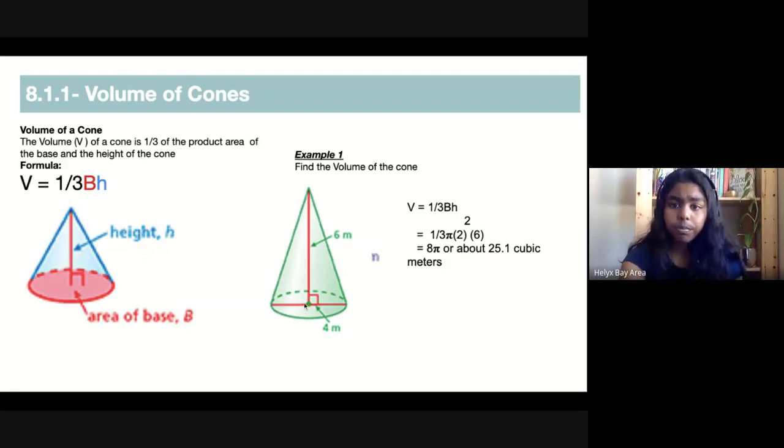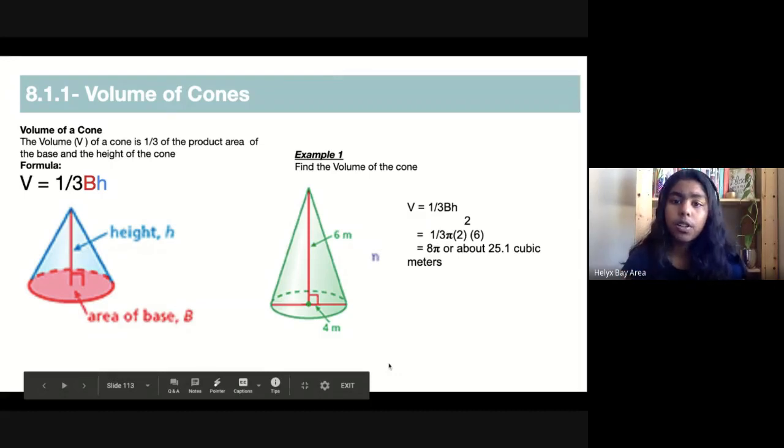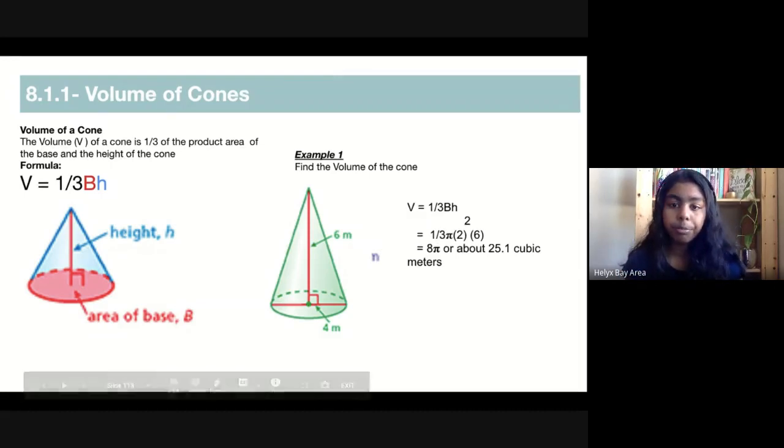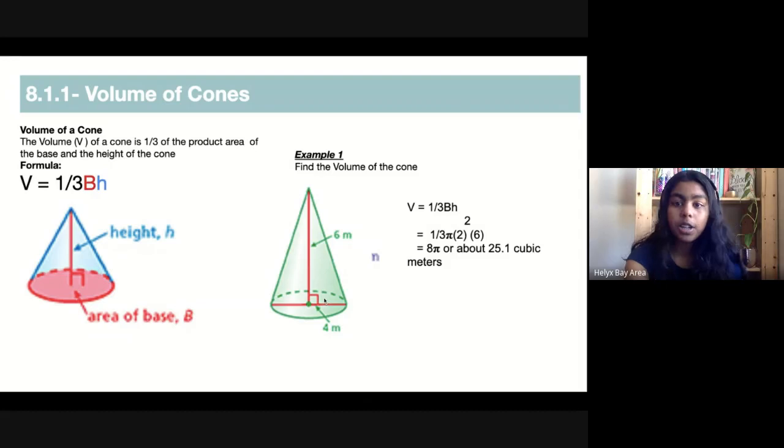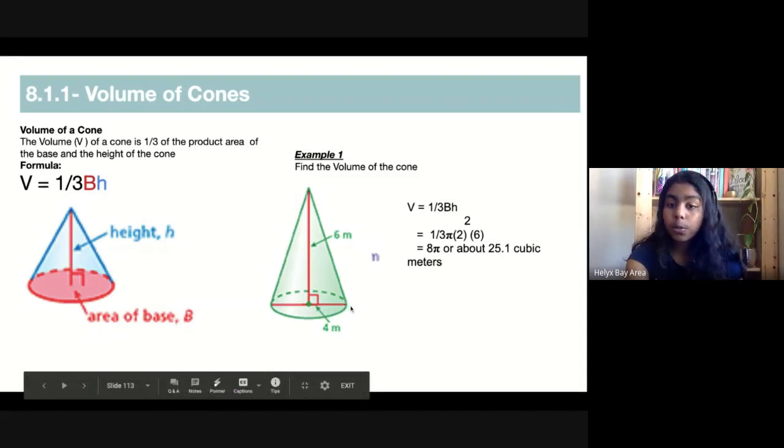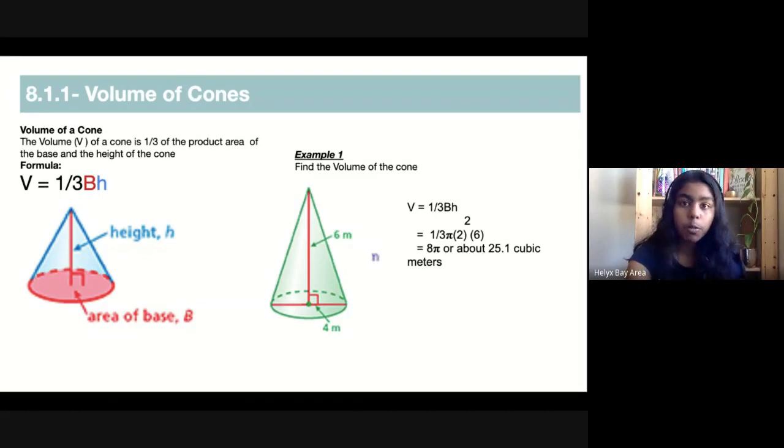Okay, let's take a look at this example here. To find the volume of the cone, we're going to be using this formula and we're going to substitute. Based off of the picture, we know that the height is 6 meters and the radius would be 2. Once again, they give us the diameter, and from the diameter we have to find the radius. The radius is 1/2 of the diameter. So 4 divided by 2 would equal 2. So the radius is 2.